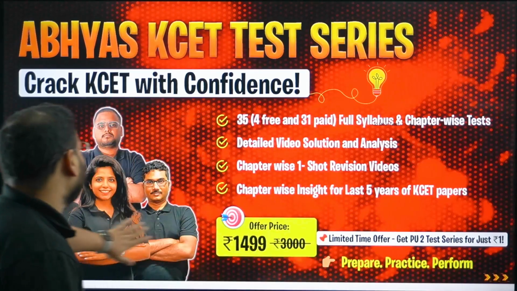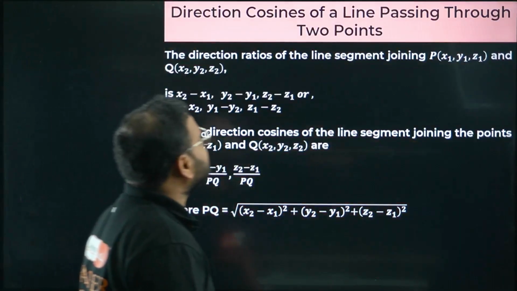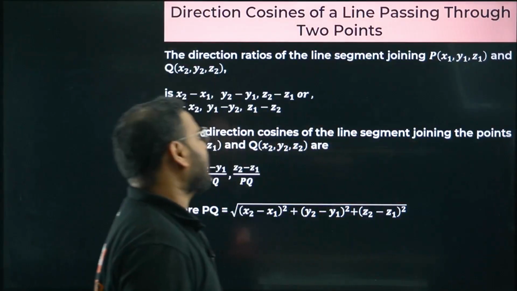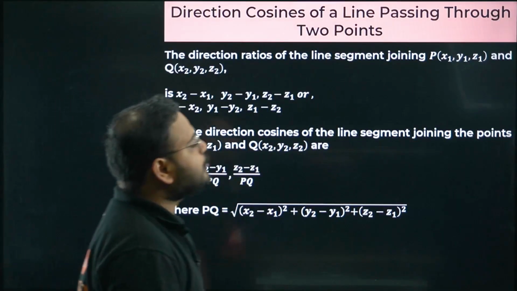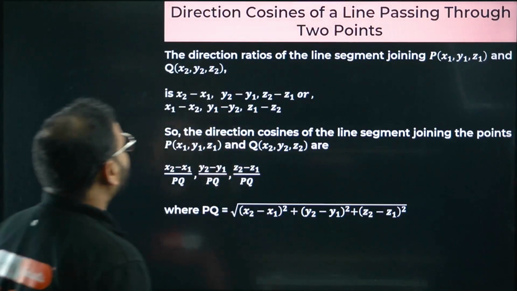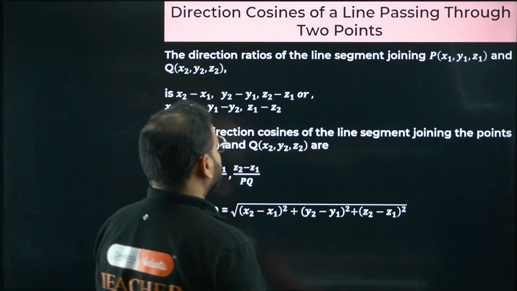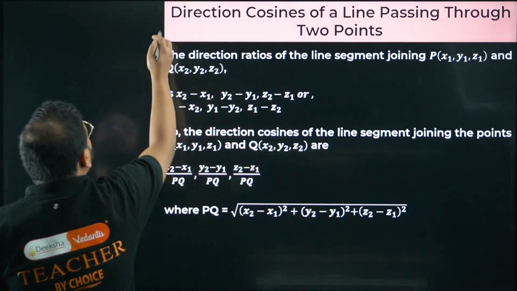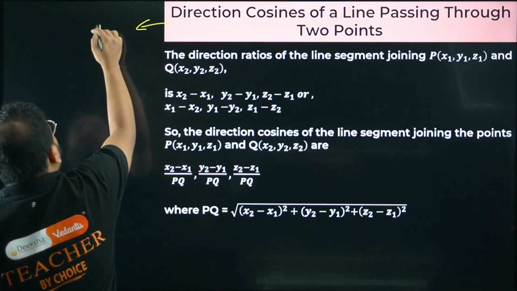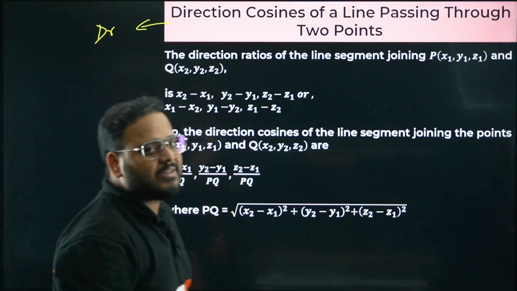Let's move on now to your session. Direction cosines of a line passing through 2 points. DC of a line passing through 2 points. What you're going to do first is find the direction ratio in this case. Whenever you are given 2 points, the first step is to find the direction ratio.